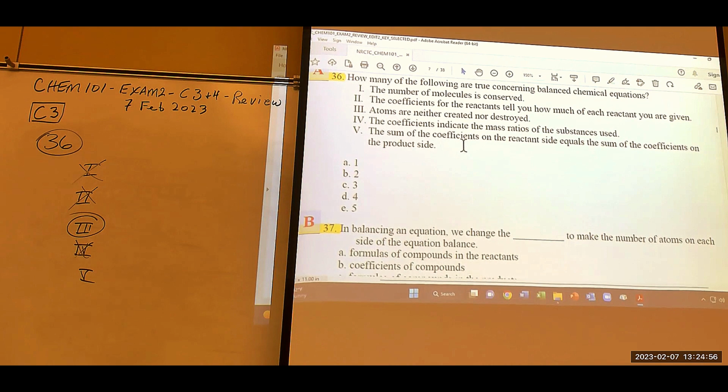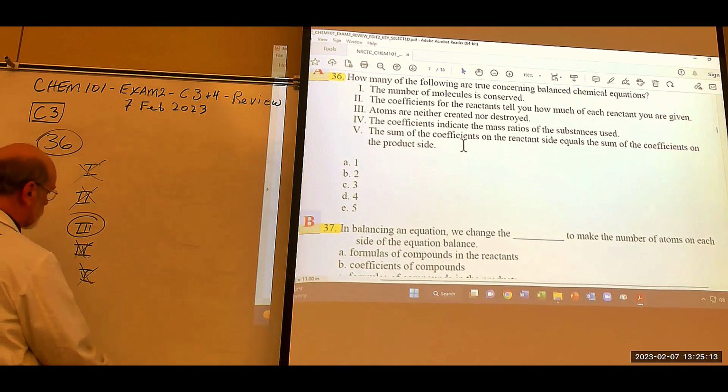And 5, the sum of the coefficients on the reactant side equals the sum on the product side. Nope, not necessarily. Because the coefficient in front of a compound has a different effect on each one of the elements. So the only one that's true is 3. There's only one that's true out of all those statements.